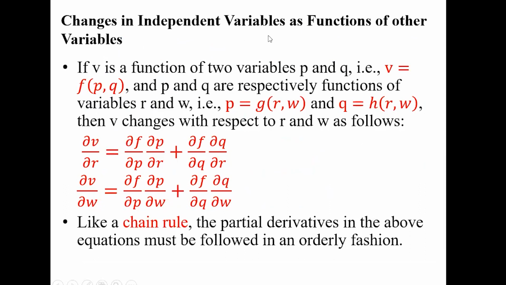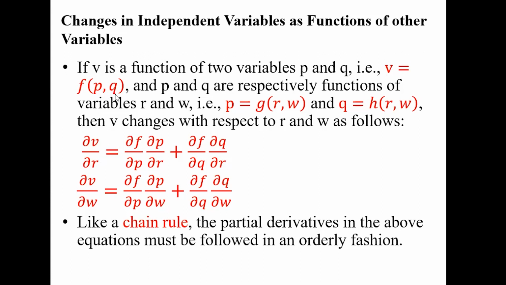All right, so we have changes in independent variables as functions of other variables. In this case, V is changing with respect to P and Q. Meanwhile, P and Q are also changing with respect to other variables R and W. Look at this. V is a function of P and Q. P is changing with respect to R and W. Q is also changing with respect to R and W.